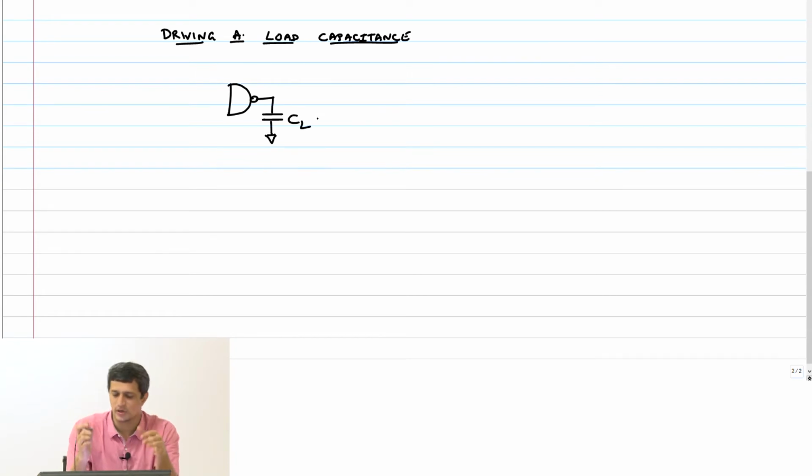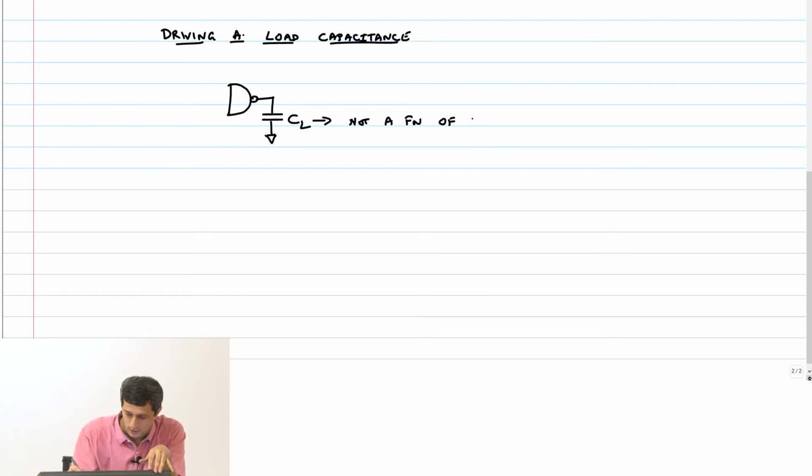And most importantly, this is not a function of NAND 2's drive strength.